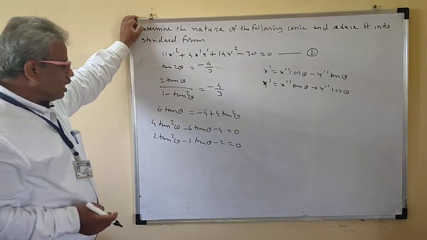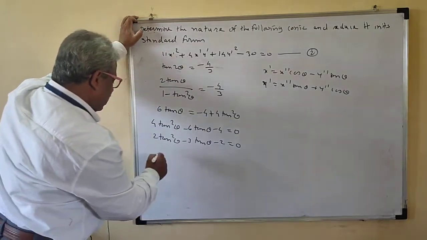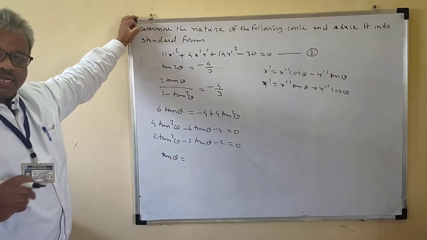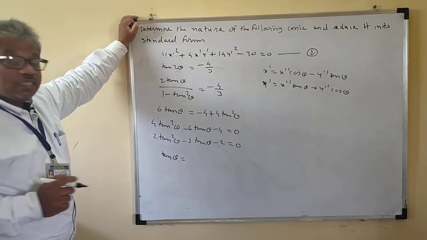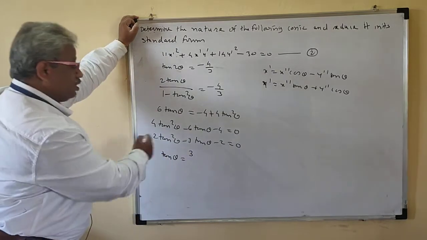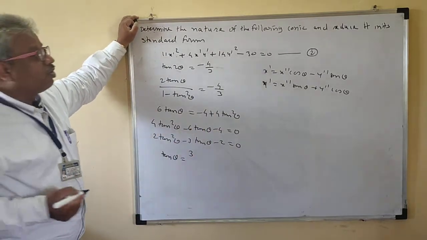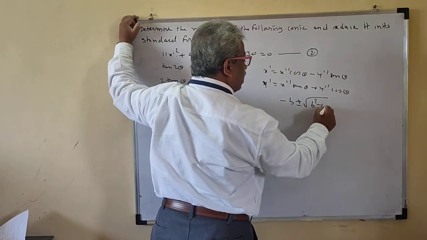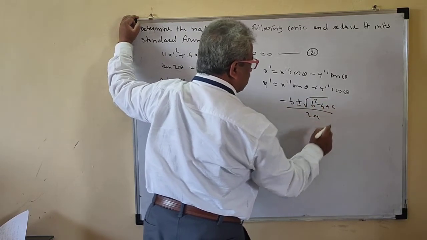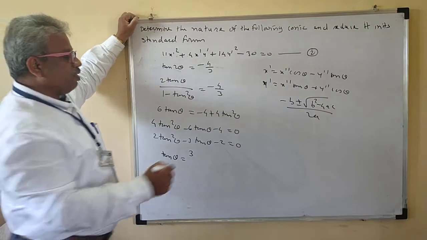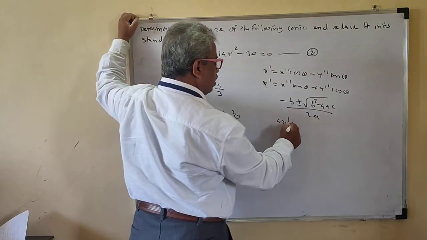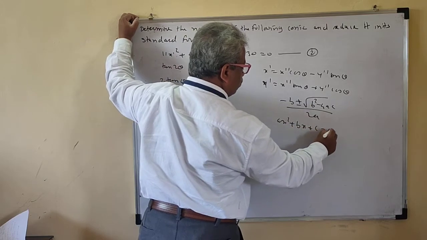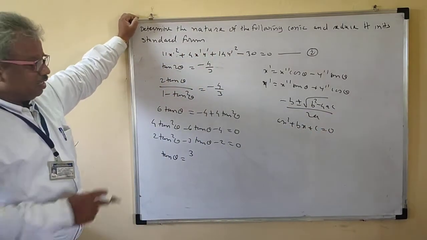So such numbers are available here. Or you may directly write tan theta is equal to minus b, since this is a quadratic in tan theta. You know that the roots are minus b plus or minus root of b square minus 4ac upon twice a. This is the formula. If your equation is ax square plus bx plus c is equal to 0, you know the roots of this equation.